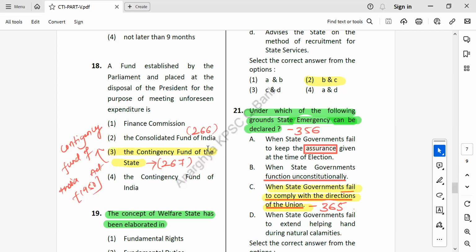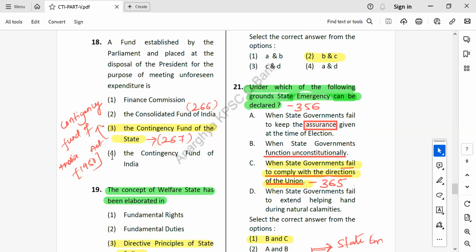Then comes the fund established by Parliament and placed at the disposal of the President for the purpose of meeting unforeseen expenditure. Unforeseen, which we have no control over. Such expenditure is met from the Contingency Fund of India. So here D would be the answer, because kindly make sure that you read very properly. They have mentioned Contingency Fund of the State, and Contingency Fund of India. That deals with Article 267. The article is also very important. This talks about meeting unforeseen expenditure of India.